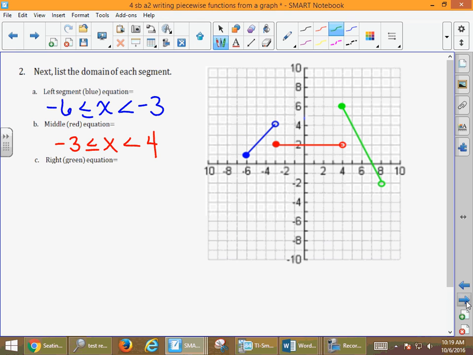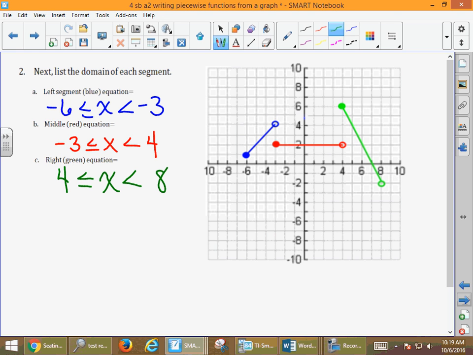And then let's try the green. Farthest to the left, 1, 2, 3, 4. At 4, we have a filled in circle. So this is going to be 4 is less than or equal to. Farthest to the right of our green segment is 8. 8 is not filled in, so it's going to be less than.